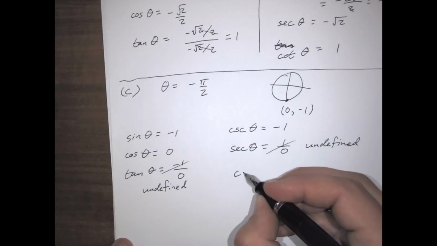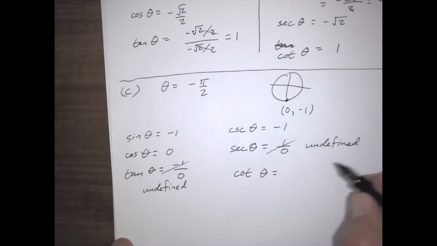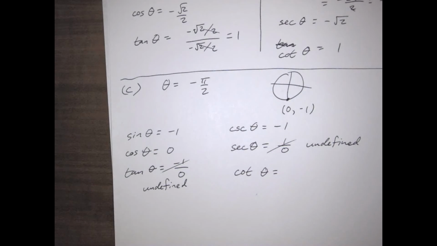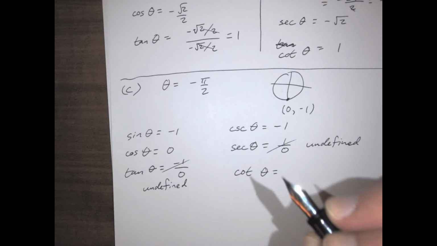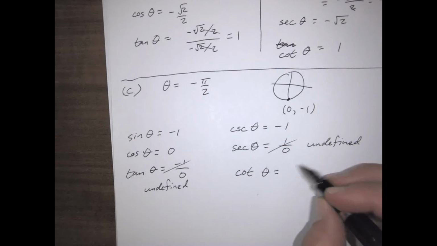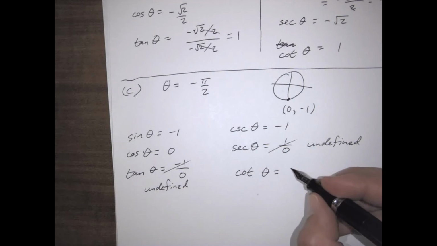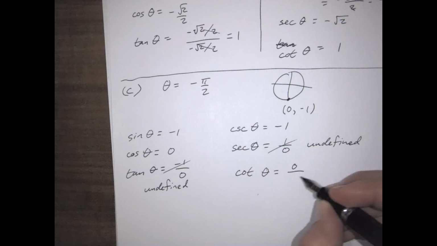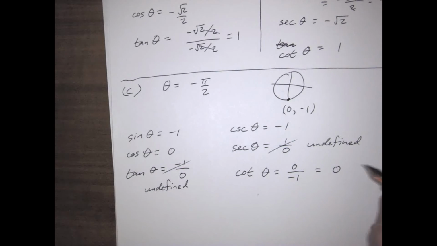Okay, and then cotangent theta. Well, I would say it's the reciprocal of tangent, but tangent wasn't defined, so you can't really say reciprocal of something that didn't even exist. But the cosine becomes the sine becomes the cosine, the x becomes the y becomes the x, and we've now got 0 over negative 1, which actually is defined. You can have 0 on the top of a division, just not on the bottom.